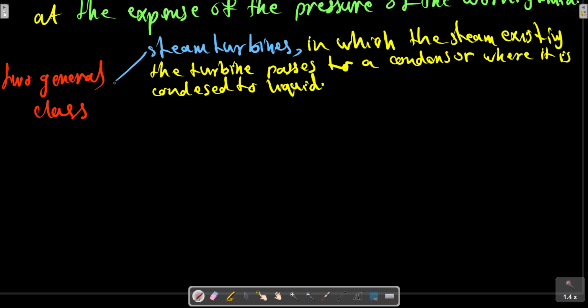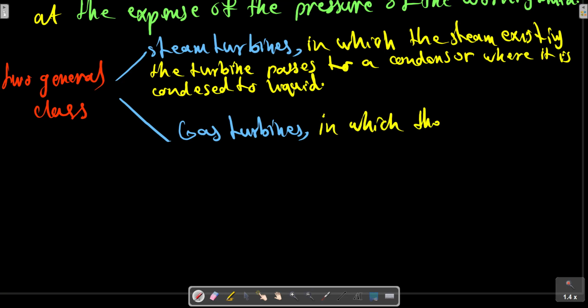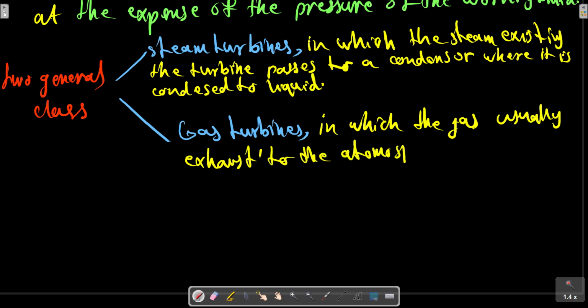And gas turbines, in which the gas usually exhausts to the atmosphere from the turbine.